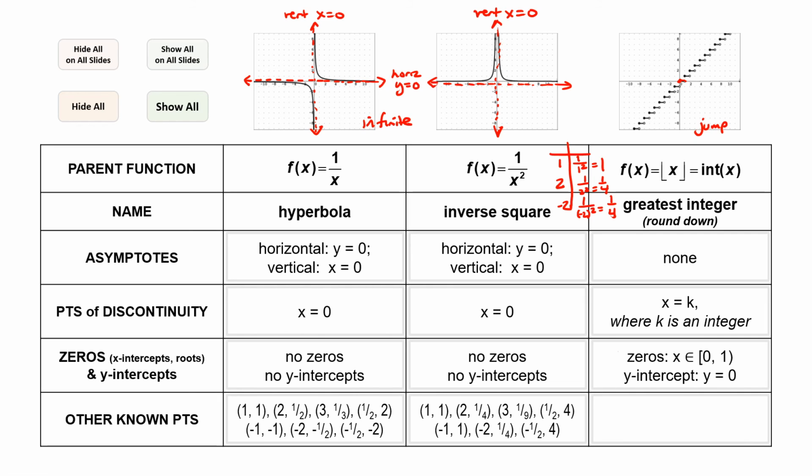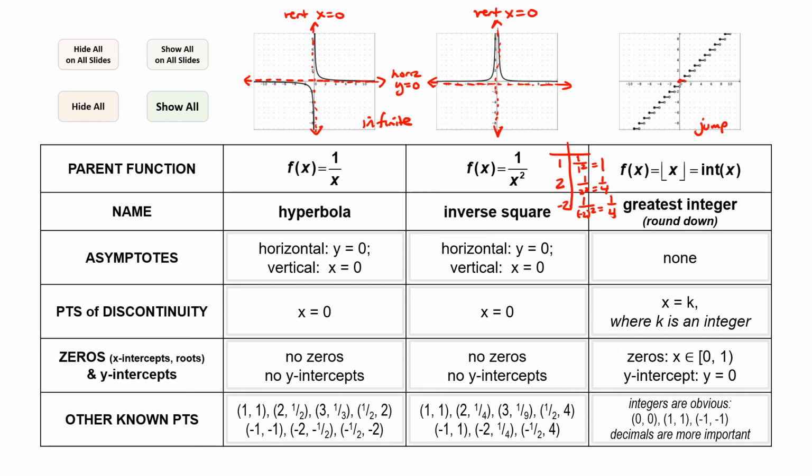To wrap up, let's look at the greatest integer's known points. The ones that we want to know are the obvious ones: (0, 0), (1, 1), (2, 2), (negative 1, negative 1), (negative 2, negative 2), because integers round down to themselves. But it's the decimals that are the more interesting ones, because they get rounded down, which produces this jumping effect that we see in the graph.